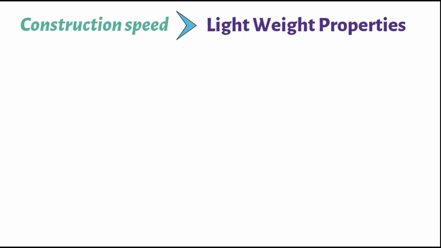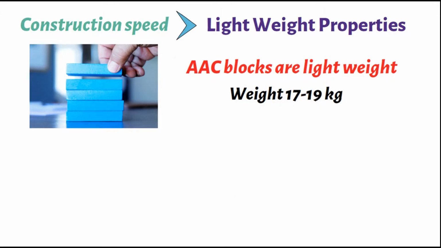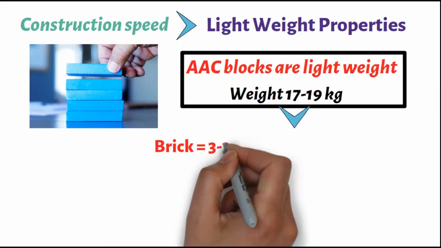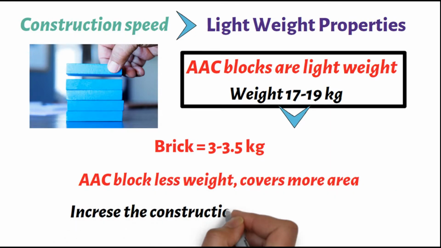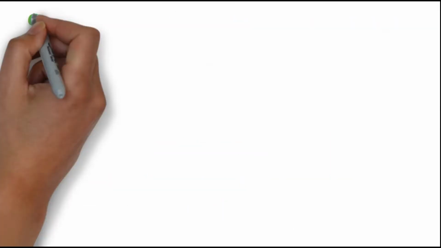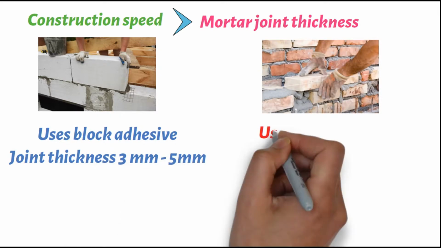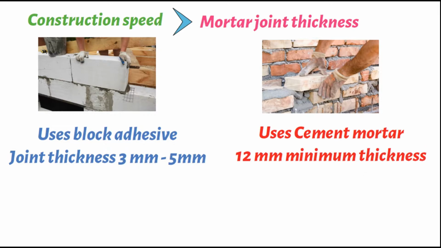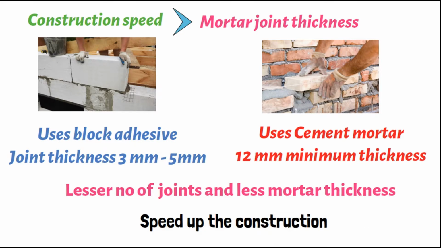Next, construction speed in terms of lightweight properties. AAC blocks are lightweight, 17 to 19 kg per block, whereas bricks are 3 to 3.5 kg per brick. AAC blocks are lightweight and cover more area, that is an increase in construction speed of 3 to 4 times. Next is construction speed due to the difference in mortar joint thickness. AAC blocks use block adhesive and the thickness is around 3 to 5 mm. Brickwork uses cement mortar which is 12 mm. AAC blocks have fewer joints and less mortar thickness, and hence increase the speed of construction.